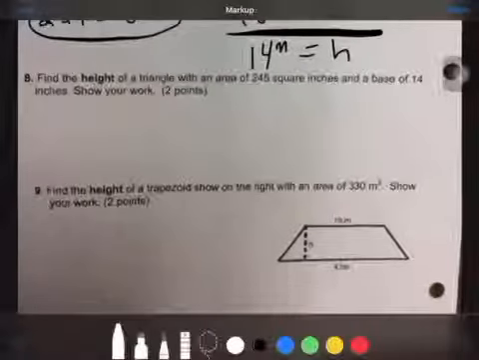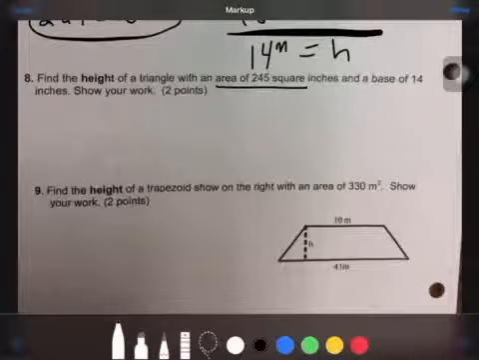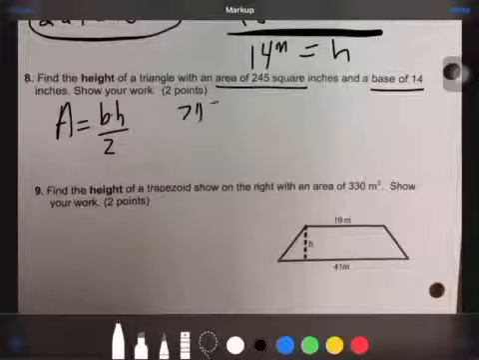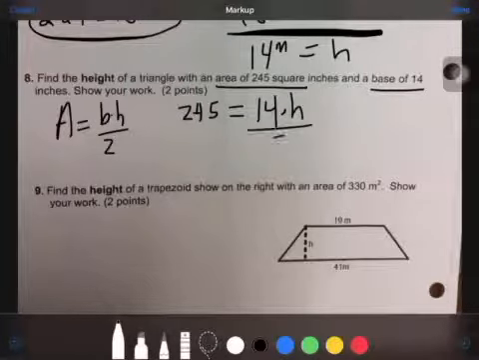Next one's a triangle. We have to find the missing height of a triangle with an area of 245 square inches and a base of 14. So I'm going to first write down my triangle formula: base times height divided by 2. Second thing, I'm going to put in what I know, which is the area is 245. I know the base is 14. I don't know the height.